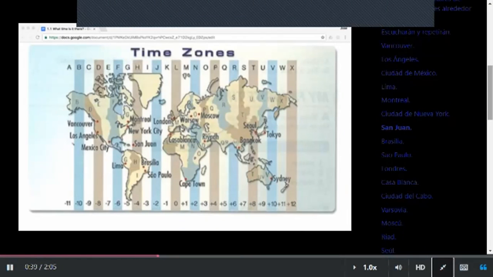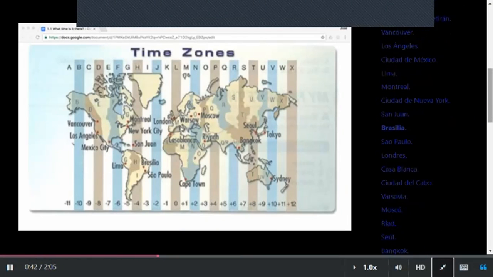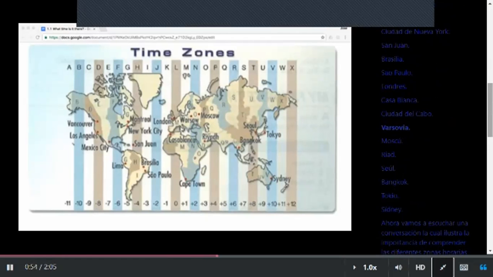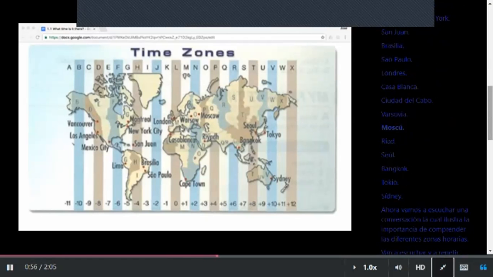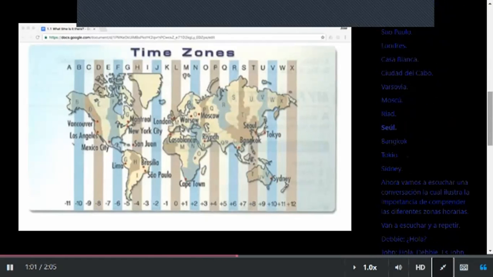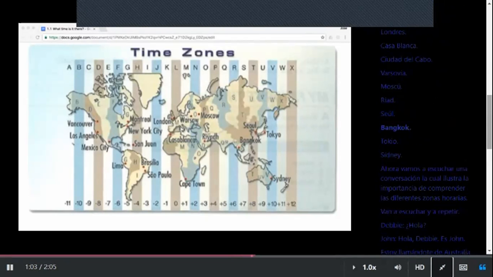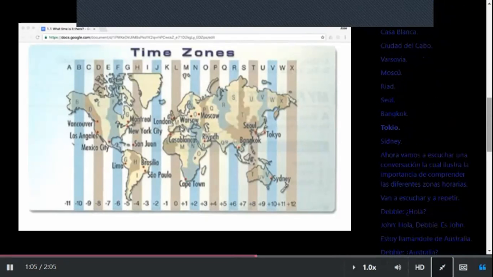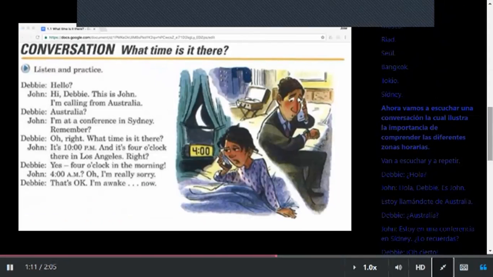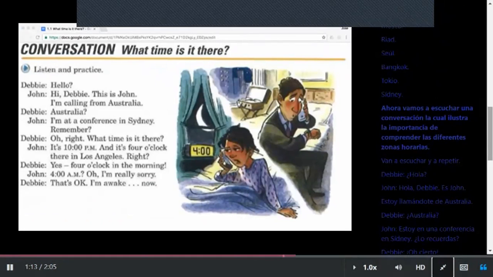San Juan, Brasilia, Sao Paulo, London, Casablanca, Cape Town, Warsaw, Moscow, Riyadh, Seoul, Bangkok, Tokyo, Sydney. Now let's listen to a conversation which illustrates the importance of understanding different time zones.